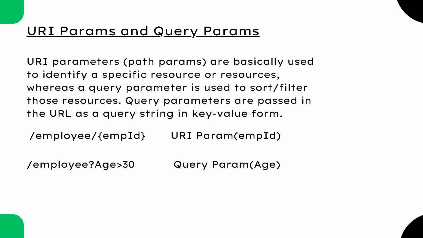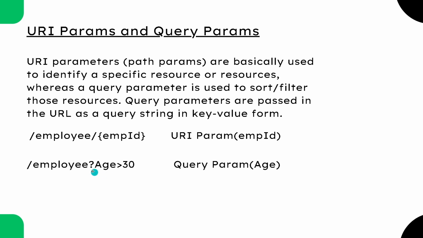URI params and query params. So guys, URI params are basically used to identify a specific resource, whereas query param is used to filter or sort those resources. You can see these two lines here. The first line is representing the URI param, which is the ID of the employee. With the help of that employee ID, we can fetch those employee details. So this employee ID is acting like a URI param. But in case of query param, it acts like a filter.